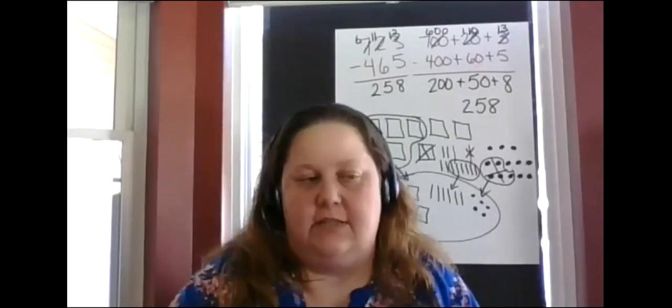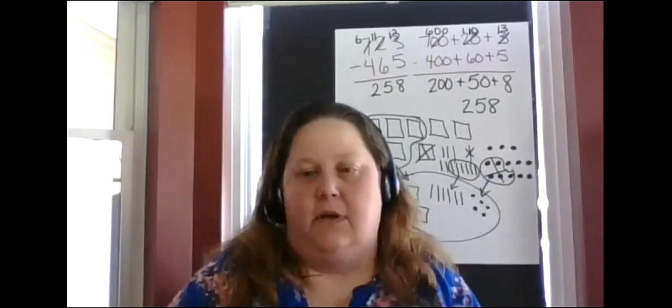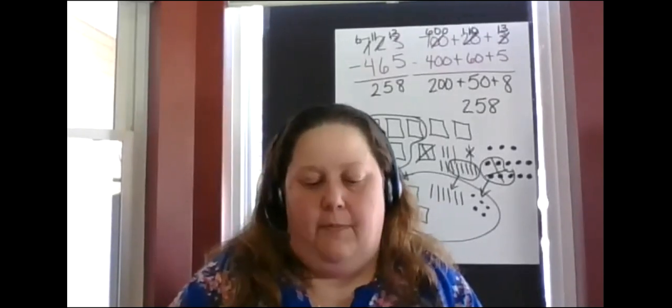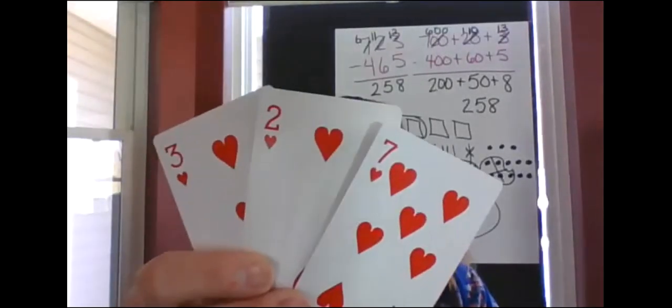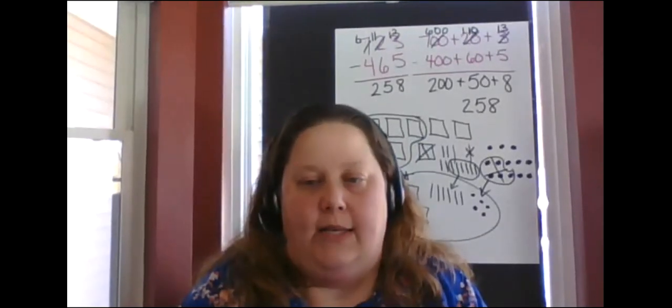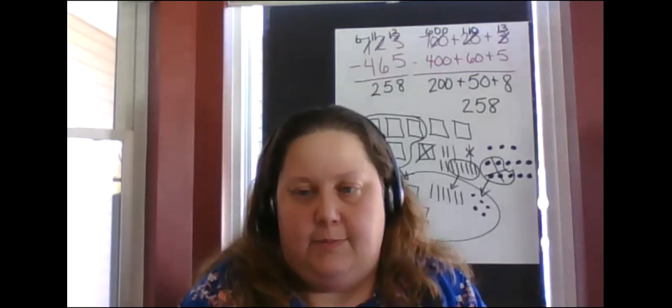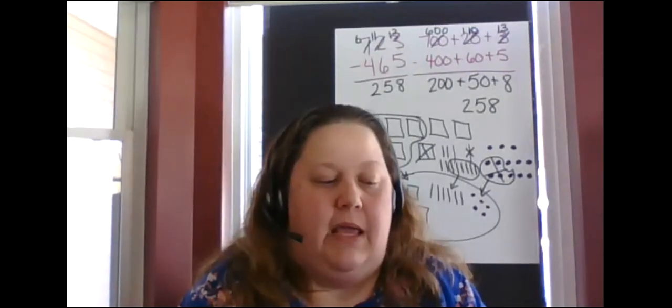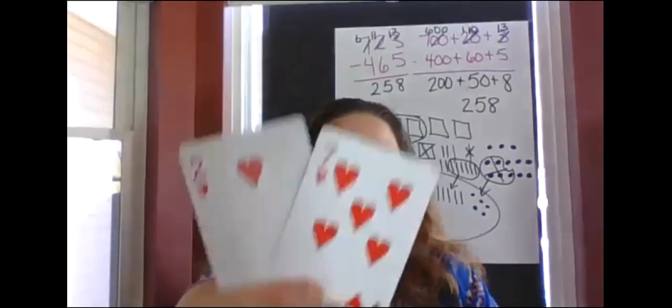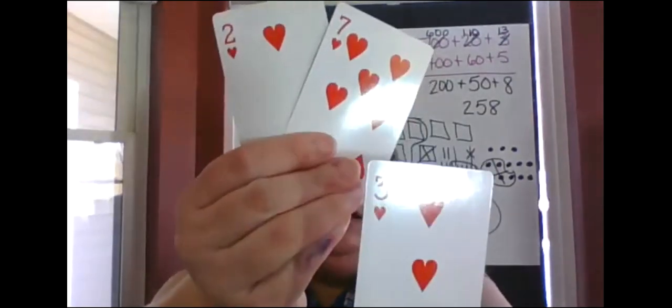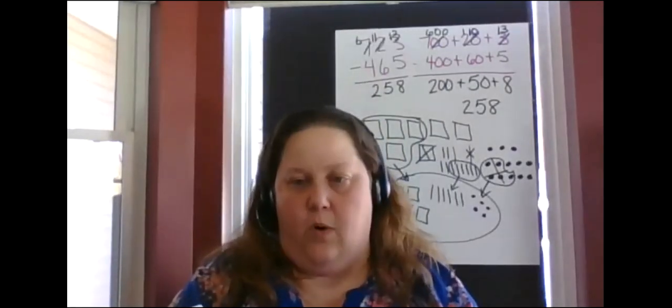You can change this depending on the size of the numbers that you want to use. But I've picked 3 cards. So I have a 7, a 2, and a 3. I am going to make a 2-digit number and a 1-digit number, and then I'm going to subtract. So in this case, maybe I make the number 27, and I'm going to take away 3. So 27 take away 3 is 24.